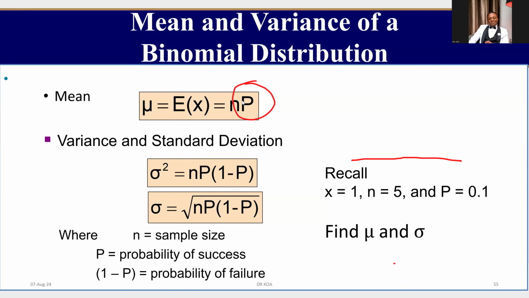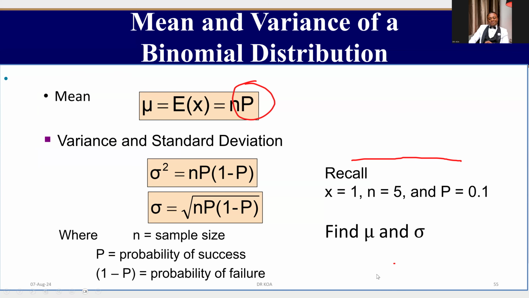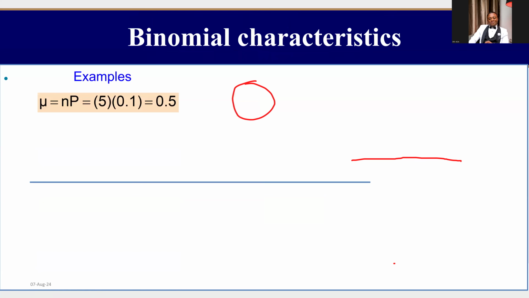Okay, any question? Let's take one example. You can always find multiple examples around. So here, information has been given to us. N has been given to us here. P has been given as 0.1. X has been given as 1. If you want to find the mean, it's just 0.1 times 5, which is 0.5.